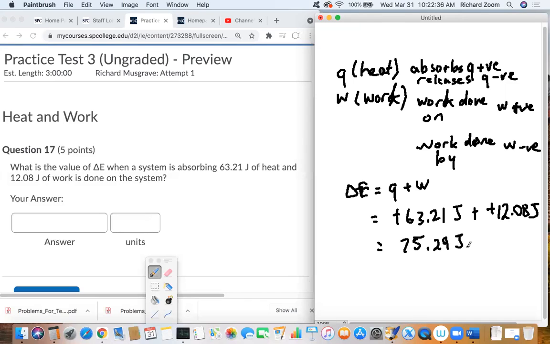All right. Now, if it said work done by the system, then it would have been a negative value of 12.08. If it was releasing 63.21 joules, then that would be a negative value. And just do it accordingly. It's not very difficult, really. Does anybody have any questions about number 17?